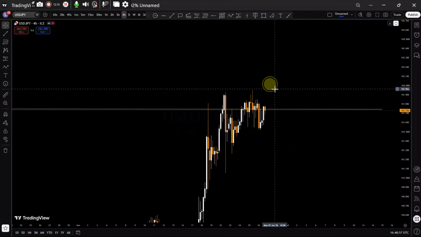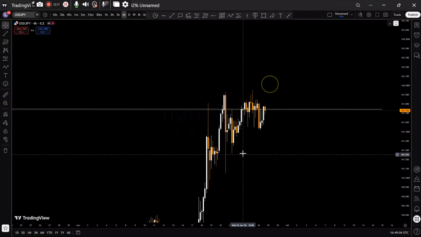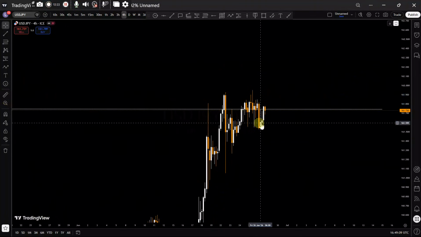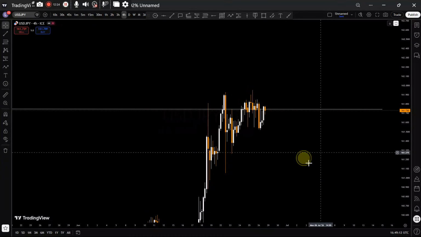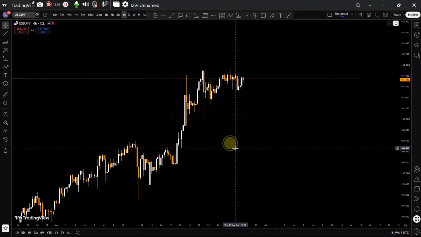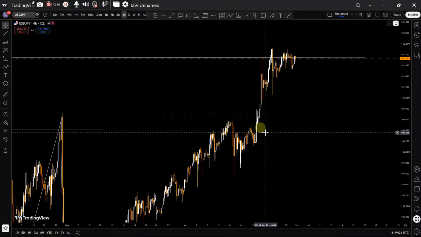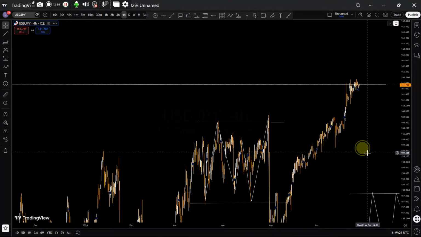So institutions are going to always come here to take out the liquidity, or push above the resistance, or push below the support, to either take out buyers or take out sellers in the market. So that's why I said many of the time you are going to be seeing that the market is not going to be moving just like you are seeing here.